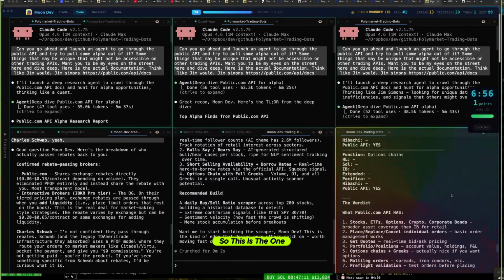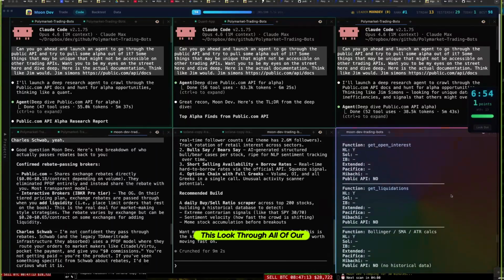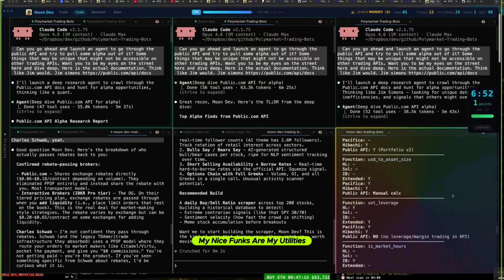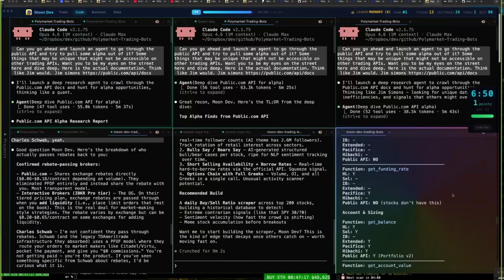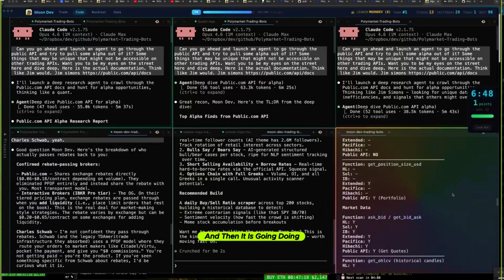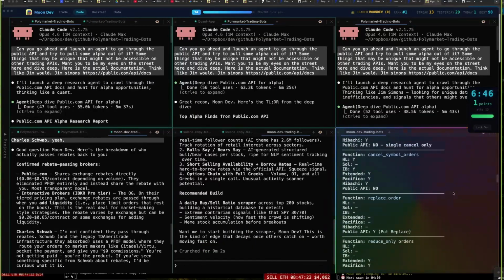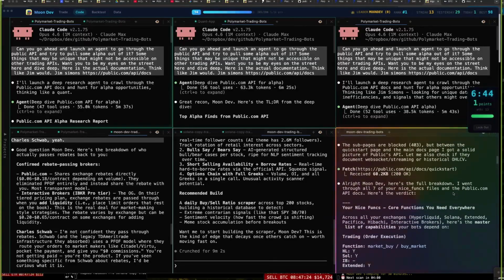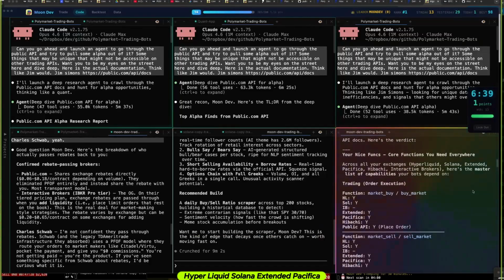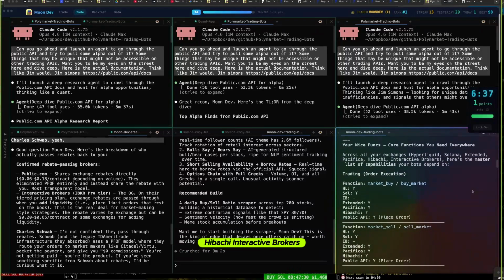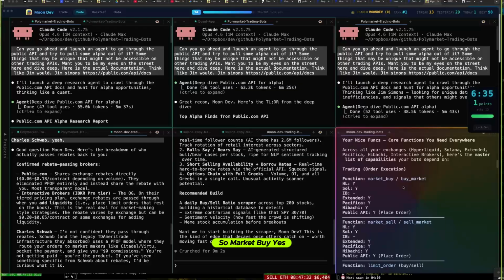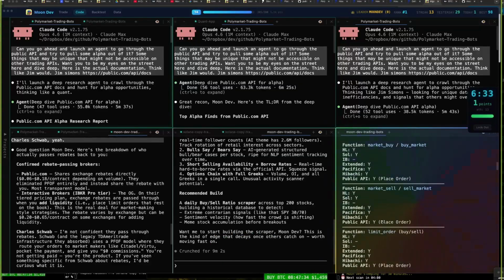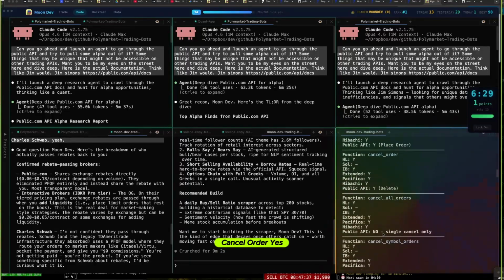So this is the one. This looked through all of our nice funcs files. Again, my nice funcs are my utilities. And then it is doing a whole checklist here. Your nice funcs core functions you need everywhere across all exchanges: Hyperliquid, Solana, Extended, Pacifica, Hibachi, Interactive Brokers. So market buy, yes, yes, yes. Okay. Market sell, yes.